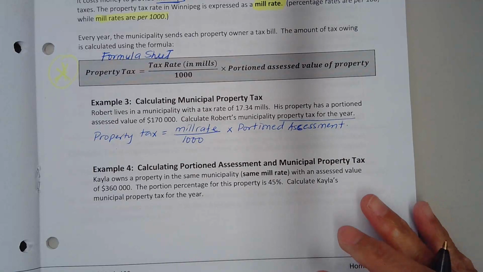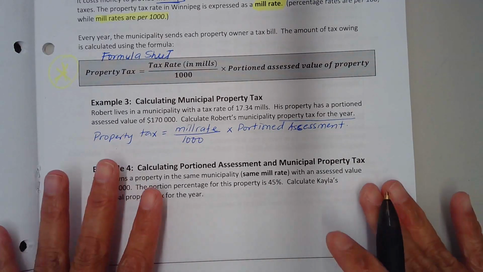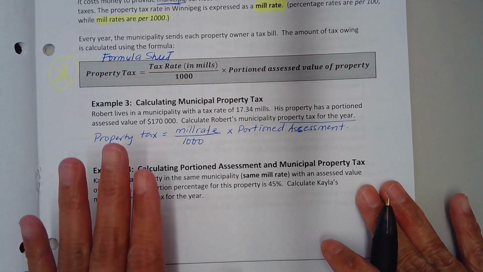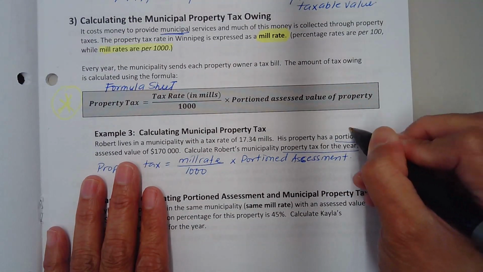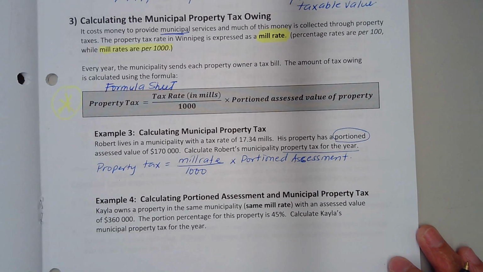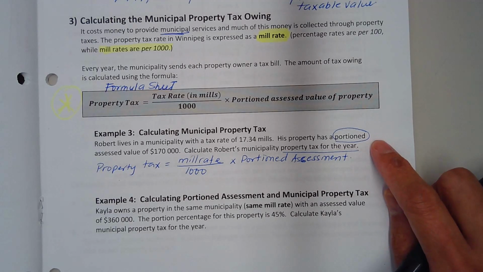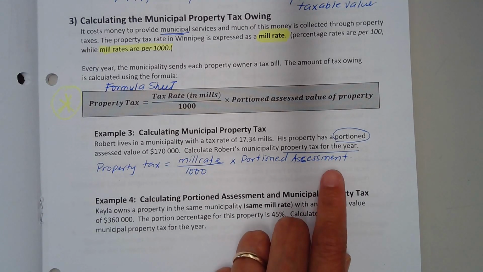Oh, that's a good question. Do we have to figure out the 45%? The answer for this one is no, not anymore, because this one is already the portion. So it's already been taken out. This is already the portion, which means we don't have to do that extra step. We'll see that next question. Okay? That's a good one.